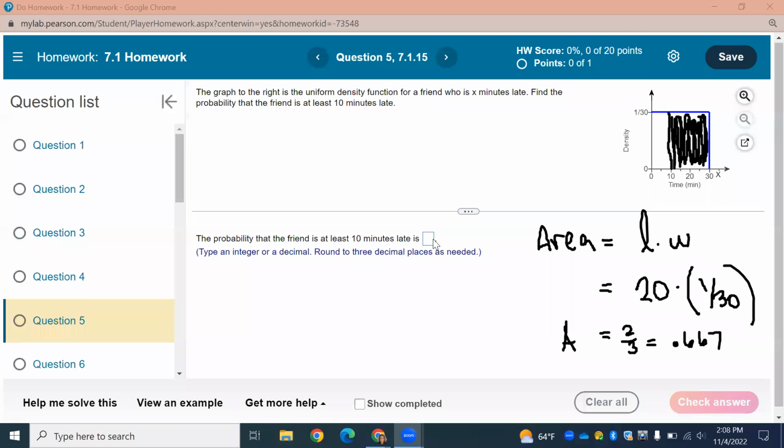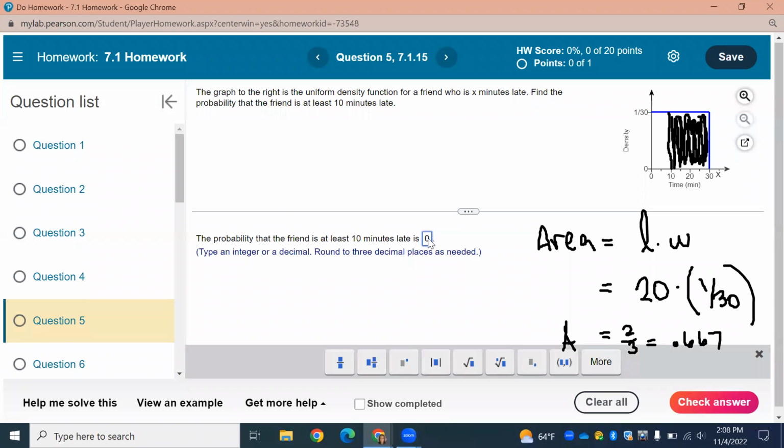I hope this helps. This is the same process you're going to use to solve these uniform distribution problems, where we think of it as a rectangle. A lot of times they're going to give you the graph, but if they don't, we could sketch this out ourselves. If it said your friend was always somewhere between 0 and 30 minutes late, we could find the height of the rectangle as 1 over 30, and then any combination of possible times we could find by thinking of it as a smaller rectangle.